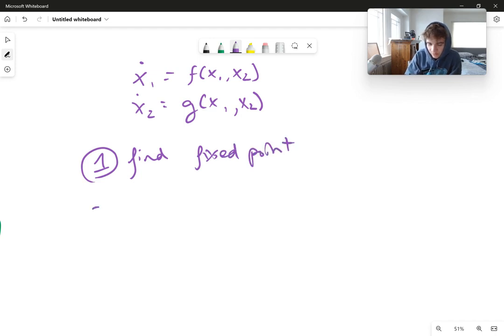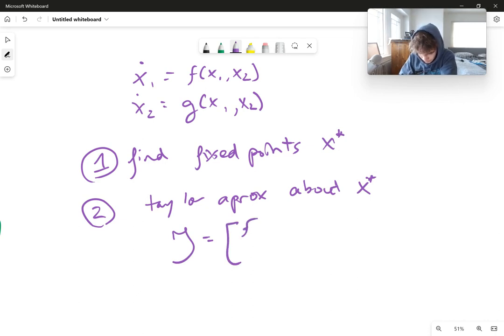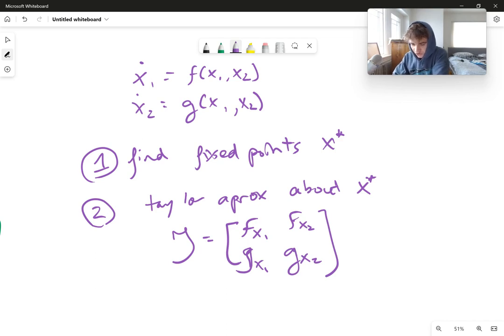Okay. And then step two, we're going to do the Taylor approximation about the fixed point. So for every fixed point, we're going to compute the Jacobian, which is equal to f_x1, f_x2. This notation is the partial derivative of f with respect to x1, partial derivative of f with respect to x2, and then g_x1, g_x2. Okay, so this is our Jacobian here.